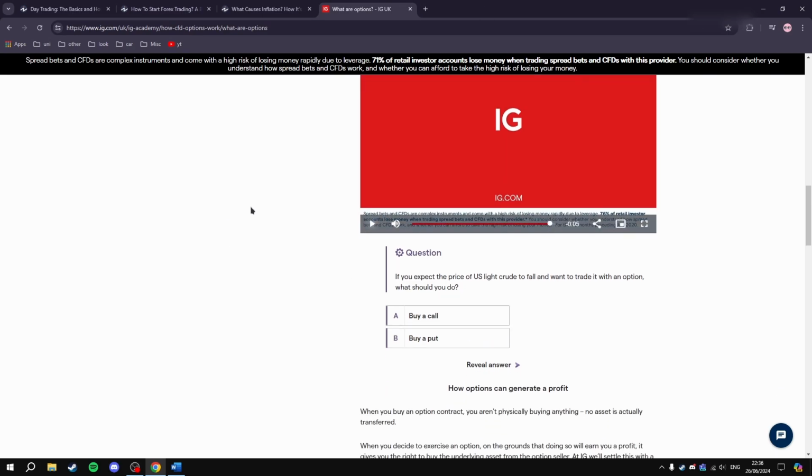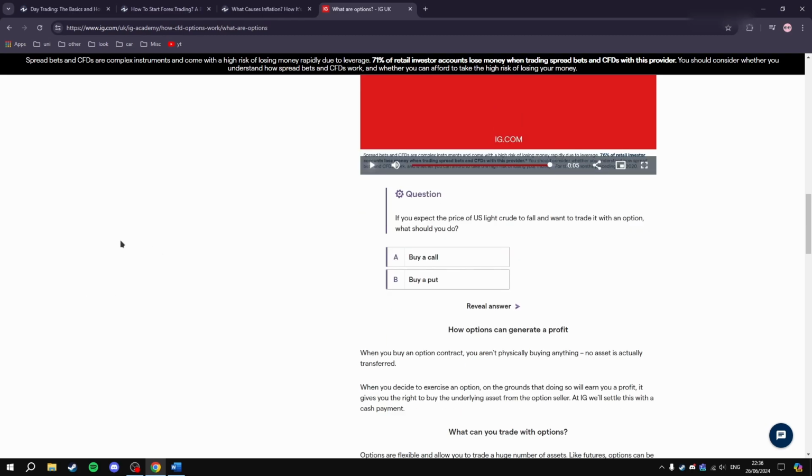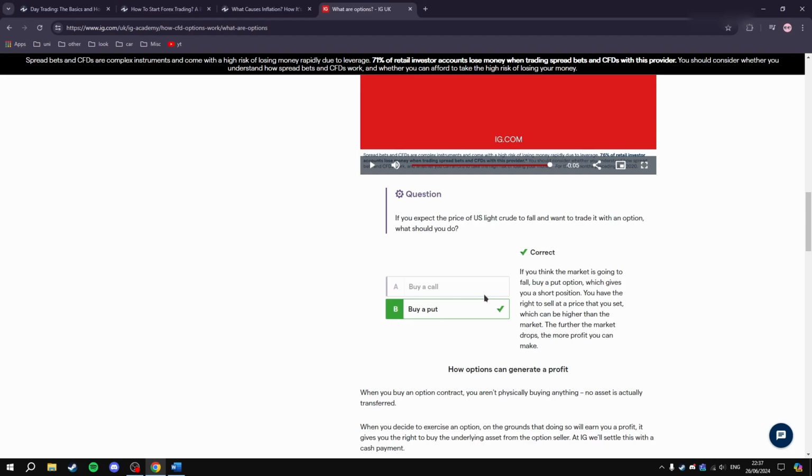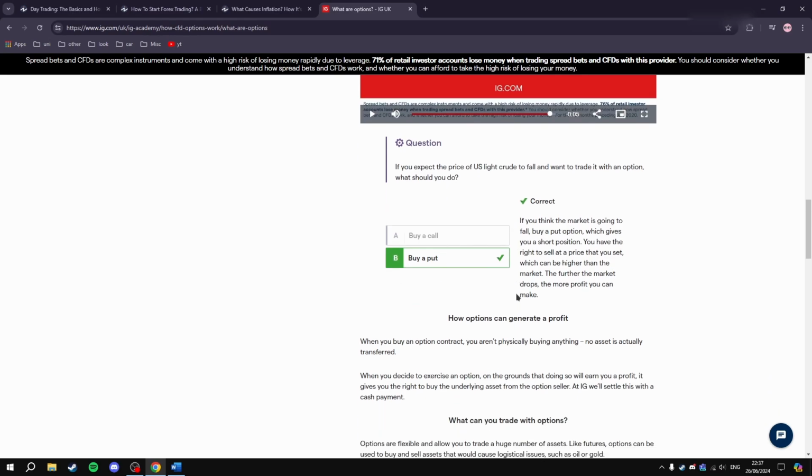Nice. So that's a very nice little summary of options. So if you expect the price of US light crude to fall and want to trade with an option, what should you do? Expect it to fall, then you buy a put. If you think the market is going to fall, buy a put option, which gives you a short position. You have the right to sell at the price you set, which can be higher than the market. The further the market drops, the more profit you can make.